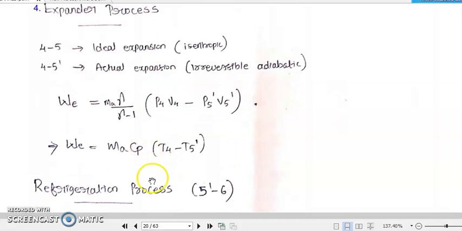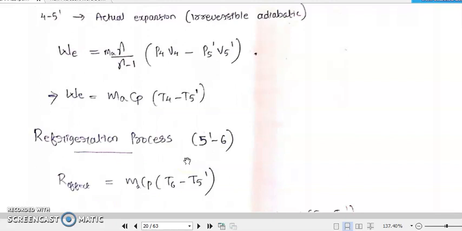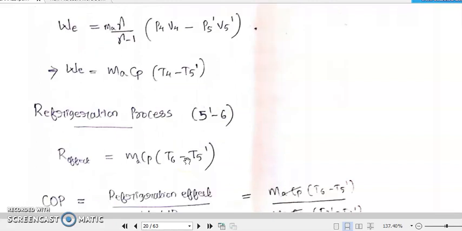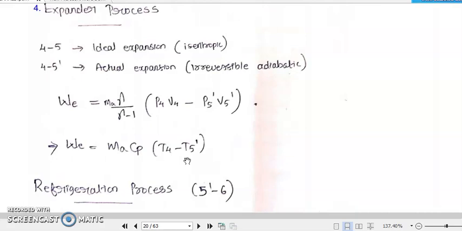Just like we considered our main compressor working, we can write the expression for work done by the air on the expander or the turbine as Ma into gamma by gamma minus 1 into P4 V4 minus P5 dash V5 dash. It will turn out to the simple expression m Cp (T4 minus T5 dash), where Ma is the mass flow rate of the air. T4 and T5 dash are the initial and final temperatures. Then finally comes our refrigeration process.